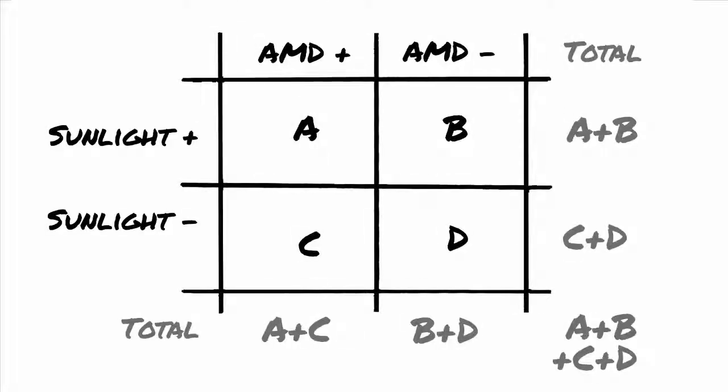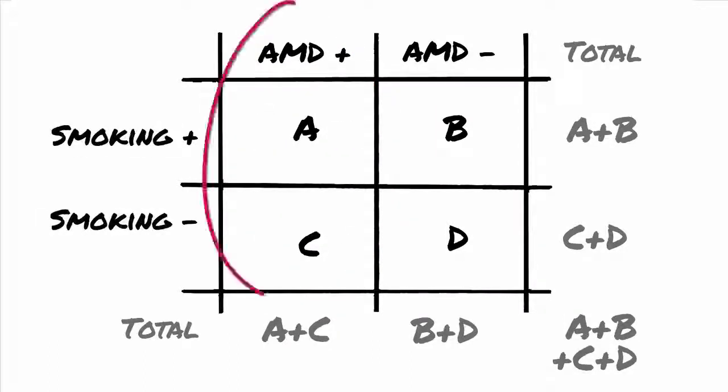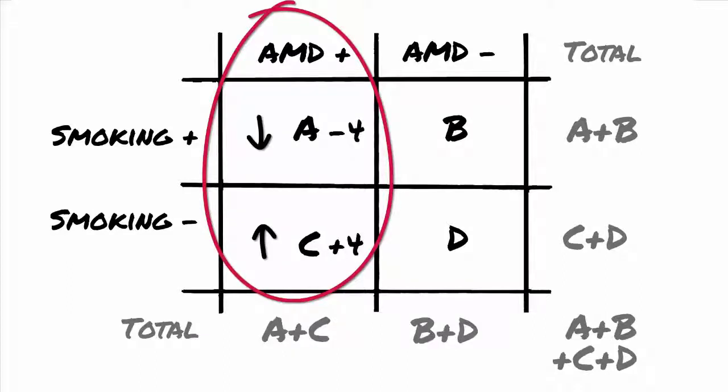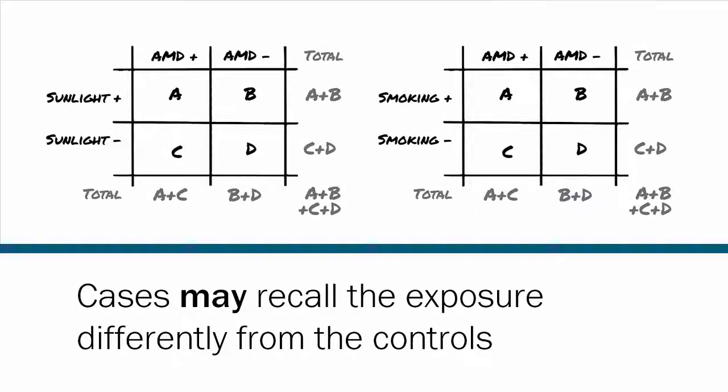For example, in an investigation of AMD and exposure to sunlight, if the cases know that this exposure can possibly cause AMD, then they may provide inaccurate information on how much exposure to sunlight they have had in the past. Or cigarette smoking. If cases know that smoking is associated with AMD, they may report that they never smoked, when in fact they were an ex-smoker. Or they may report that they smoked less per day than they actually did. In each of these examples, the cases may recall the exposure differently from the controls.